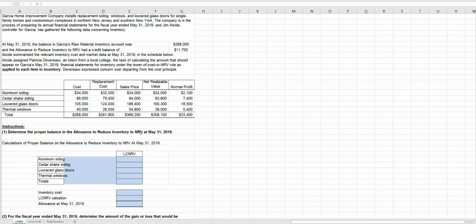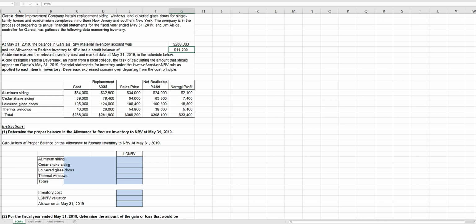We're going to find out LC NRV for this company's inventory. Then we're going to make the adjusting entry. The company has an inventory balance and also the allowance to reduce inventory to NRV, which has a credit balance, which is normal. The company has 4 inventories, and we have the information cost, replacement cost, sales price, NRV, normal profit.